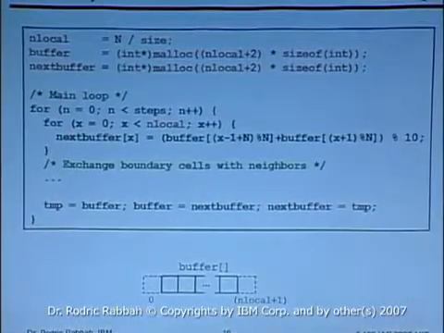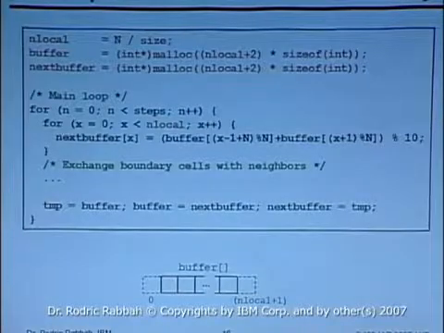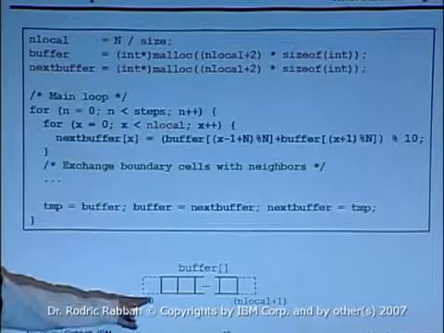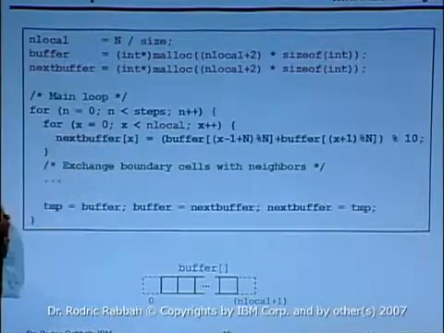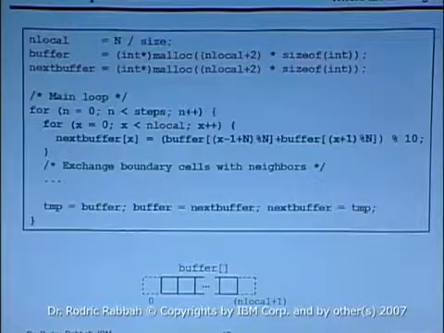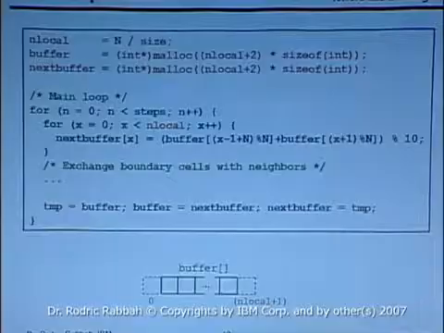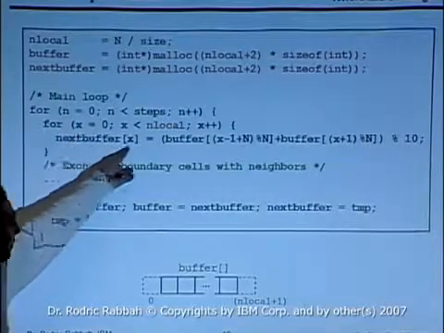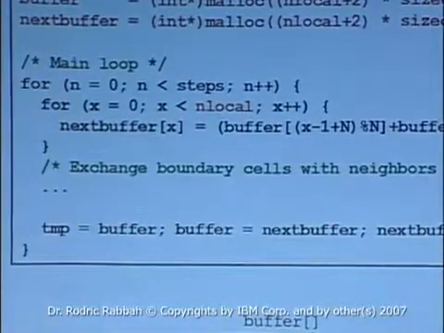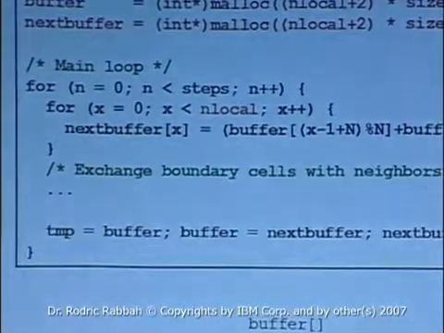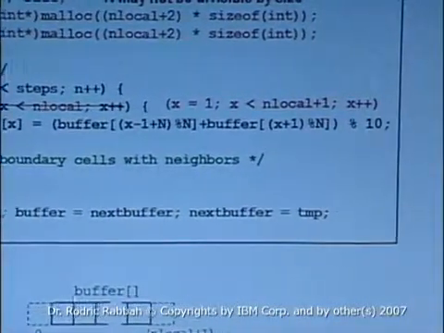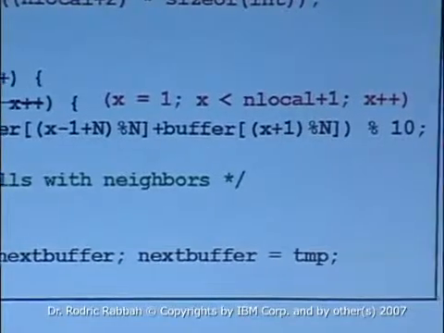Omar? Is it that next buffer 0 needs to look at data from another processor? Next buffer 0, right. So what might be a fix for that? If this is 0, then buffer of x minus 1 points to what? So you need to start at 1 and go to n local minus 1, to n local plus 1, because of the neighbor accesses.